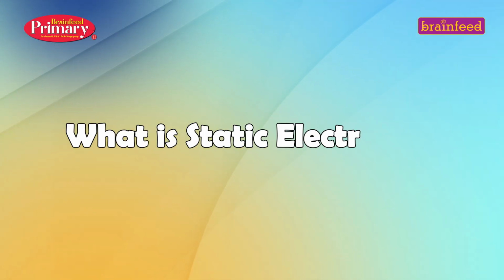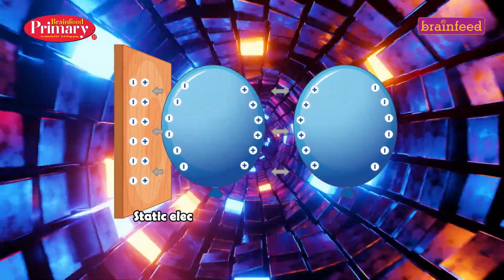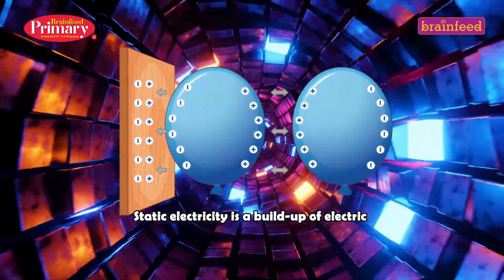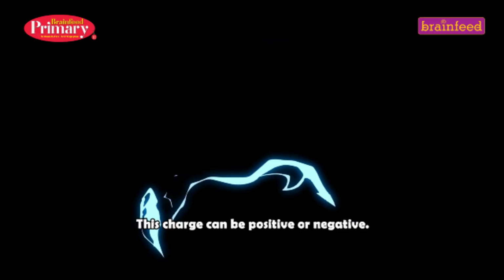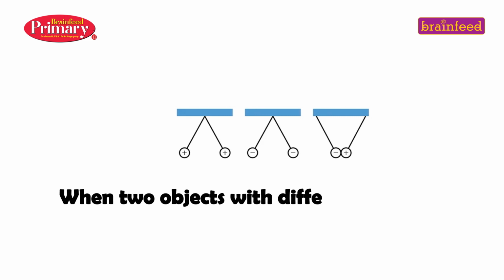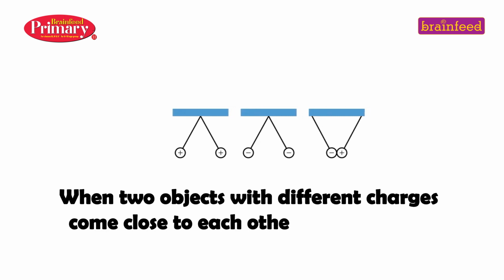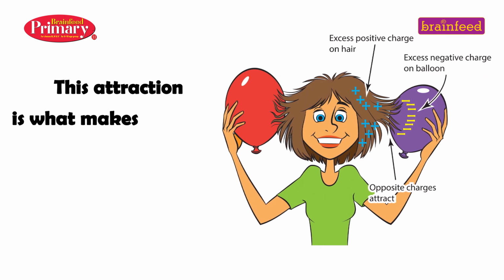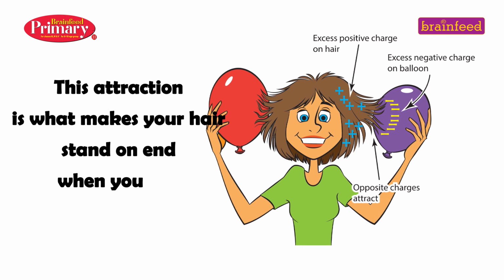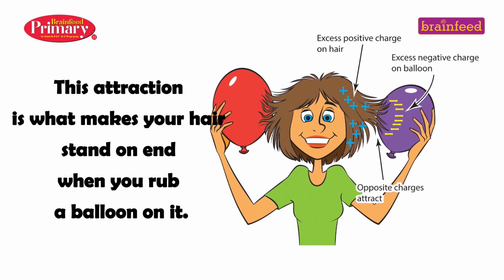What is static electricity? Static electricity is a buildup of electric charge on the surface of objects. This charge can be positive or negative. When two objects with different charges come close to each other, they attract. This attraction is what makes your hair stand on end when you rub a balloon on it.